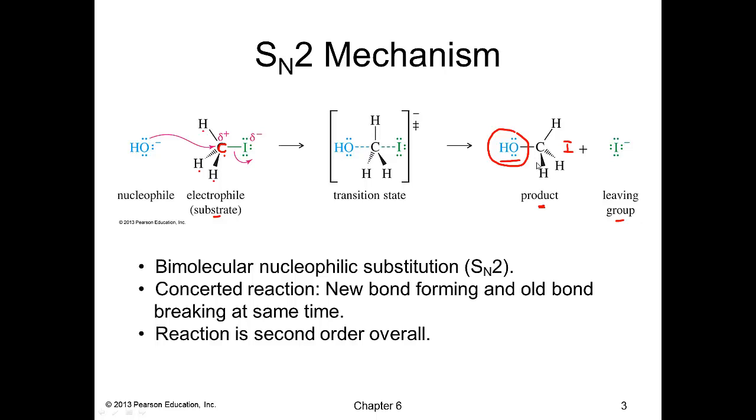Even though there is an inversion, we can't really see it because the H here and the H here and the H here are the same, so we can't really see an inversion here. Okay, but you need to know that if the groups are different, you will end up with a chiral compound, and then we will be able to see the inversion happening. Okay, so in this case the rate is second order overall and is proportional to the concentration of the alkyl halide and the concentration of the nucleophile.